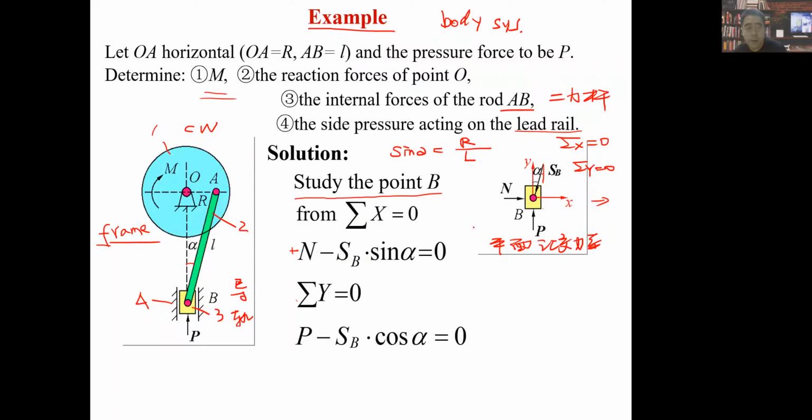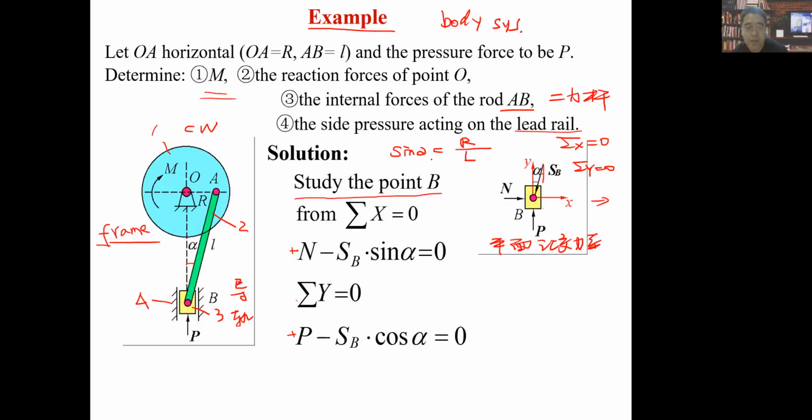So once again, we see this figure. We have P. This P is along the positive direction of the y-axis. So we have positive P. And SB times cosine alpha, its direction is along the negative direction of y. So we have a minus sign here.